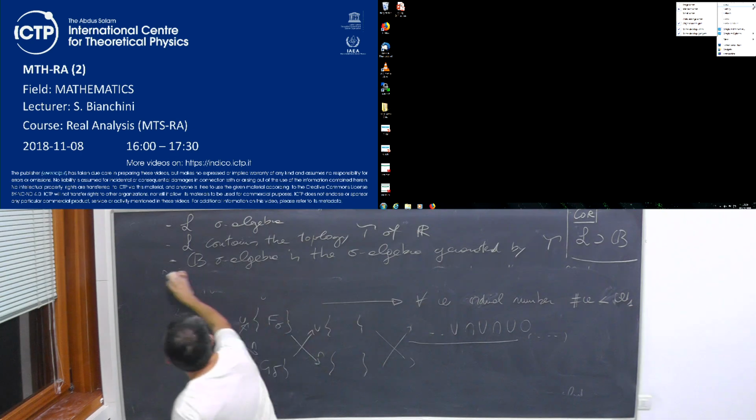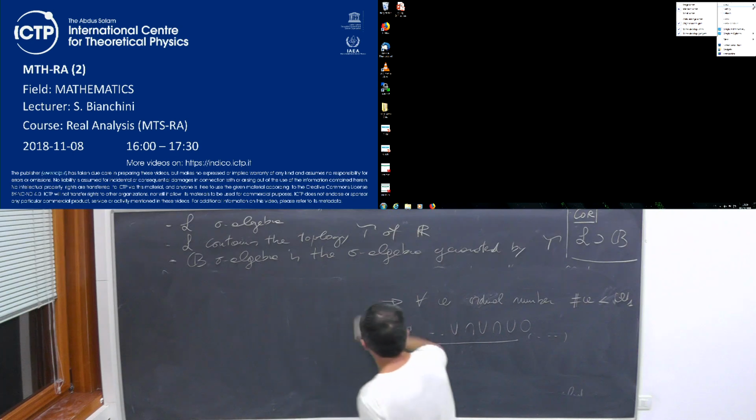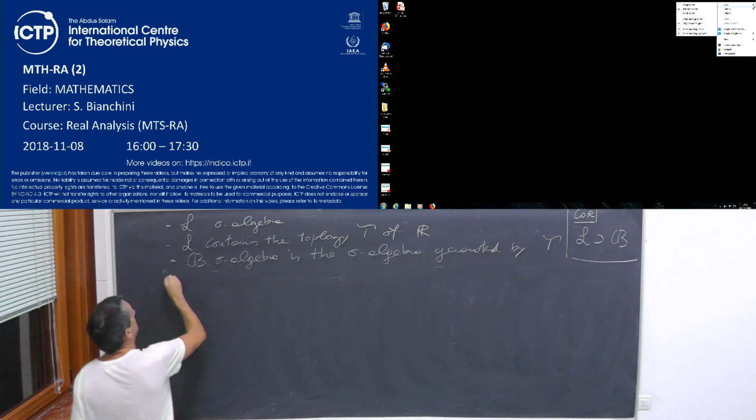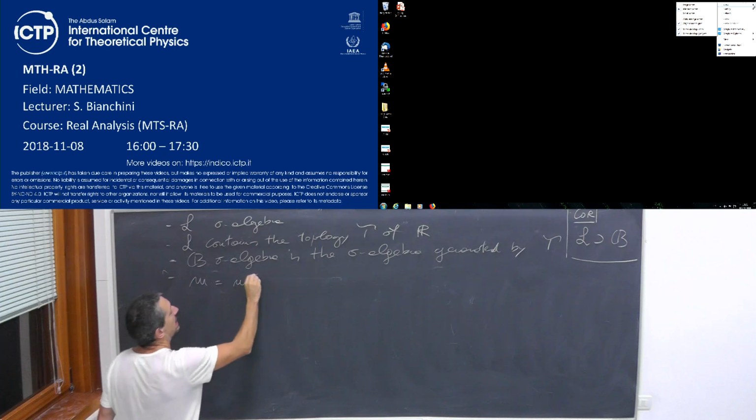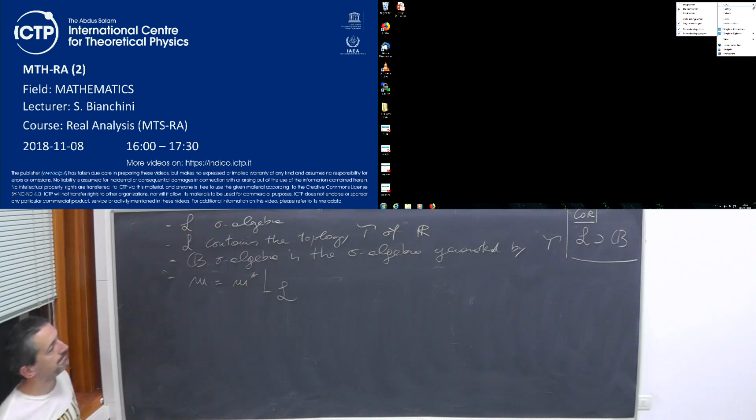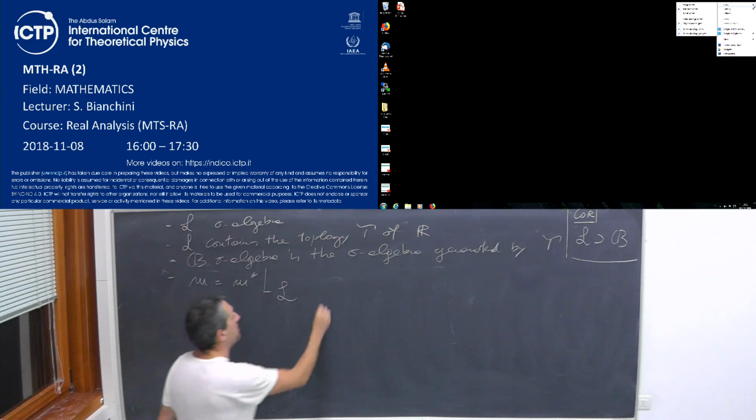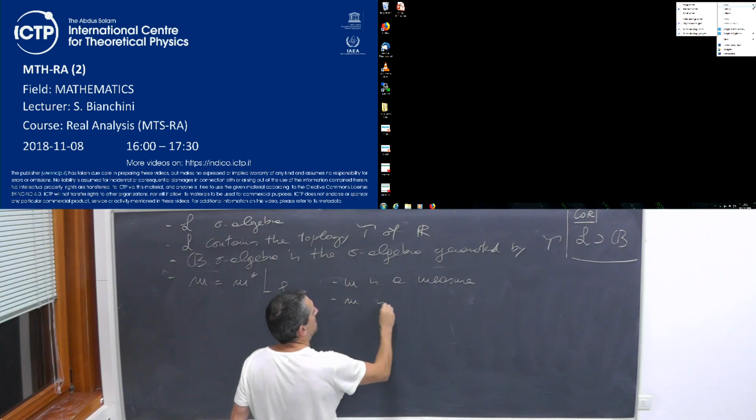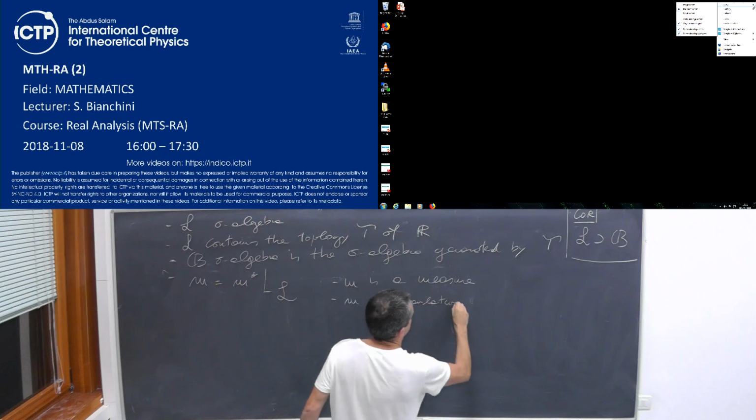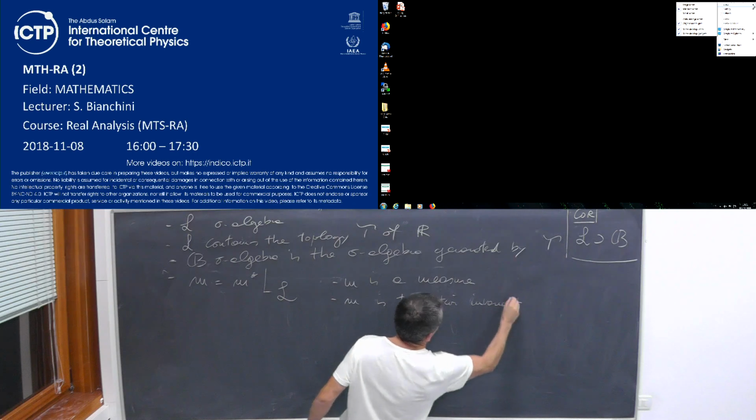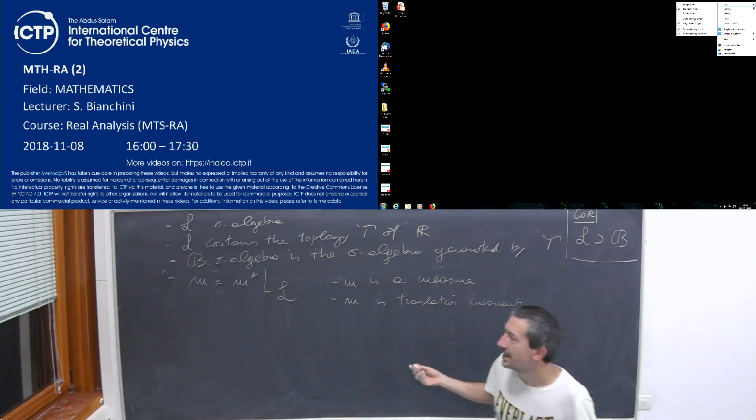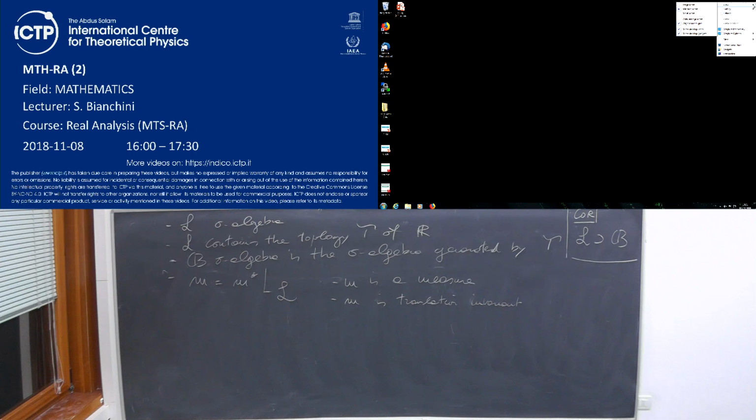Another problem which I forgot to say is that M is defined by M star restricted to the measurable sets. We prove that M is a measure. M is translation invariant, simply because M star was translation invariant, so the restriction is certainly translation invariant. And a measure is countably additive. Okay, and now we do something.